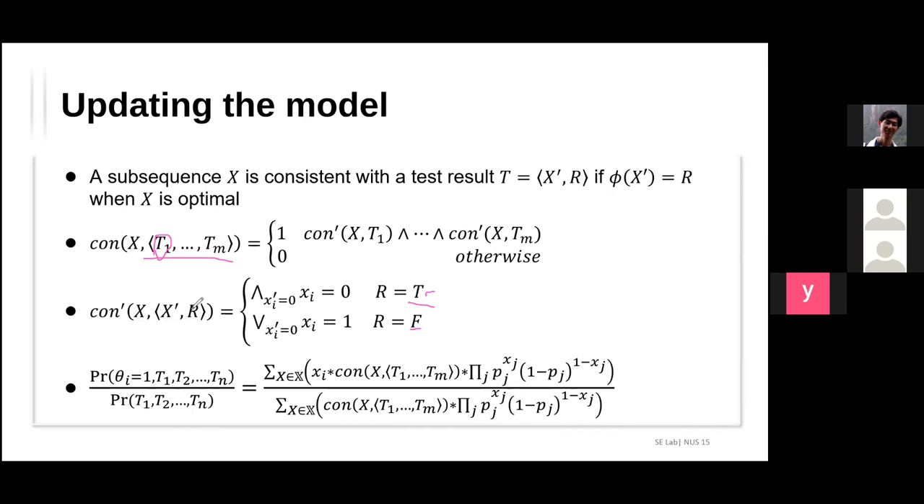So what happens is that if R is true, then they need to make sure that for X, this is two separate conditions, right? If we only look at the top half, for cases where R is true, then all variables that have been excluded from X prime should be excluded from X as well. That is the only way for it to be optimal, because it will be smaller than X prime.